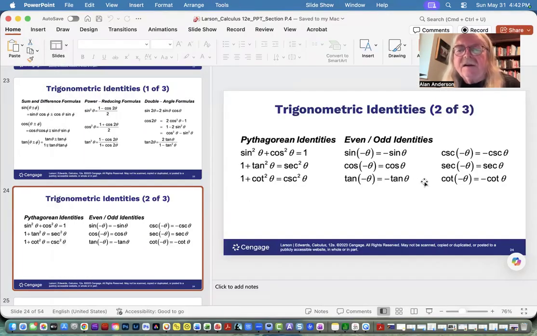And you can see them right here. And again, I don't think anyone really expects you to memorize these. All this is really showing us is that some of these trig functions are odd and some are even.